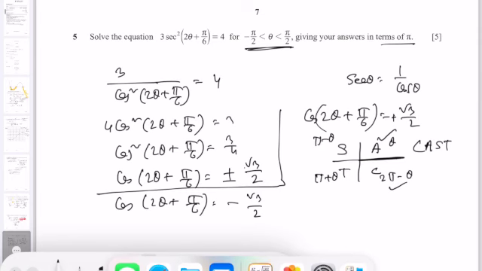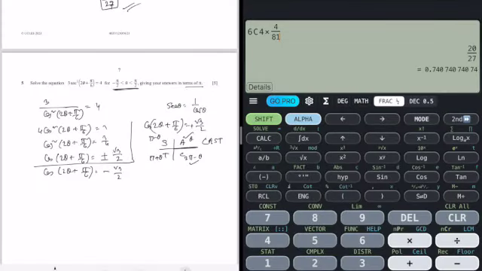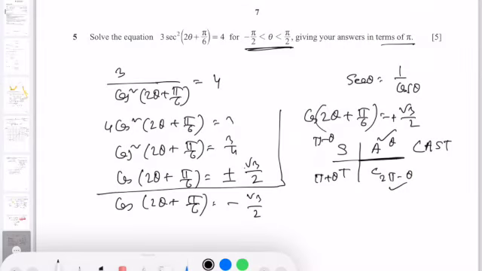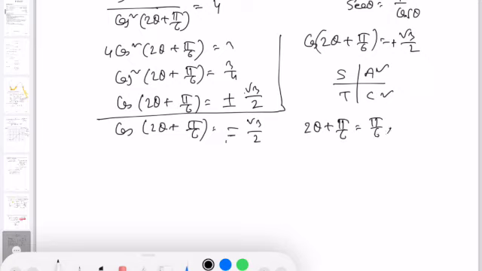If we check the calculator in radian mode, first of all, okay, it's in radian mode now. So shift cos inverse of root 3 by 2, close the bracket, is pi by 6. Now let me choose 2 theta plus pi by 6 equals to 2 pi minus pi by 6, and if we go in anticlockwise sense, we can say this is minus pi by 6.